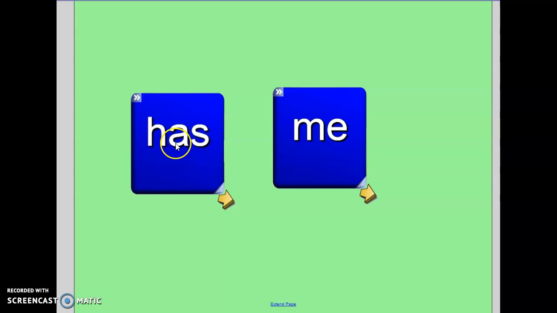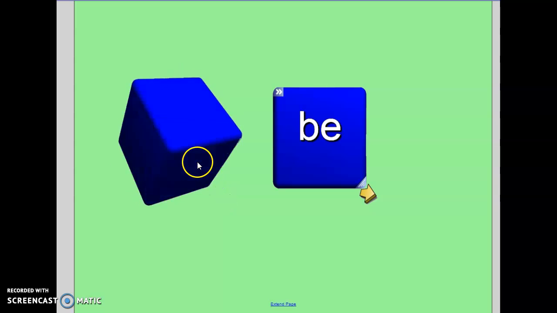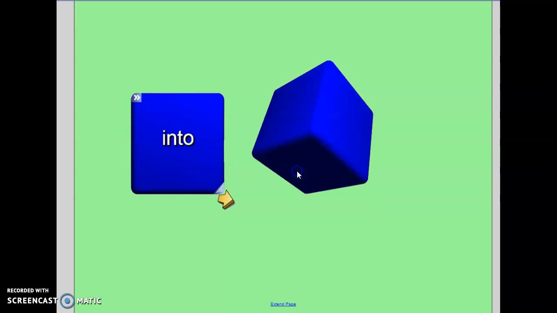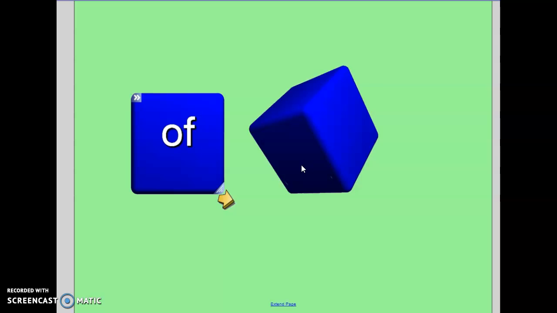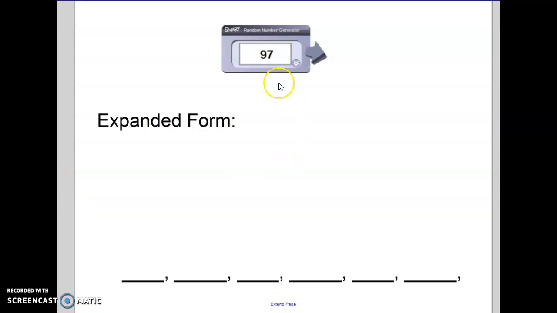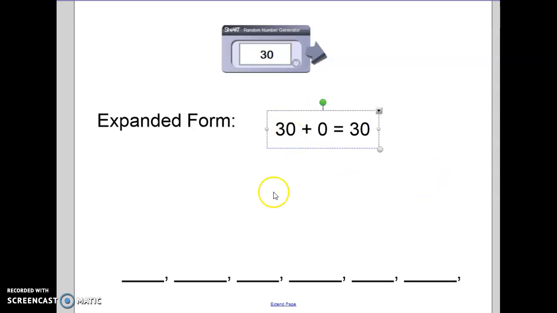All right, let's know our words. To, be, into, she, of, we. All right, our number is 30, so that is 30 plus 0 equals 30.